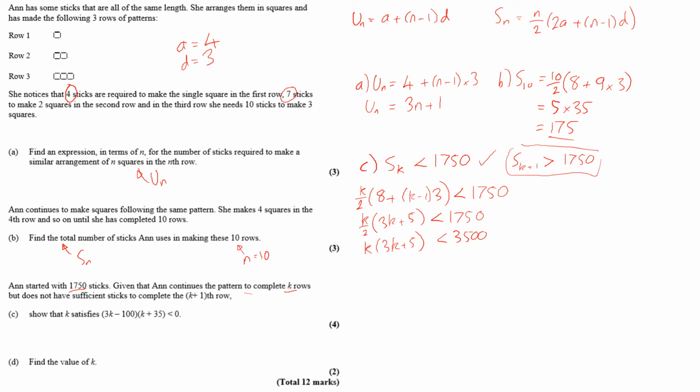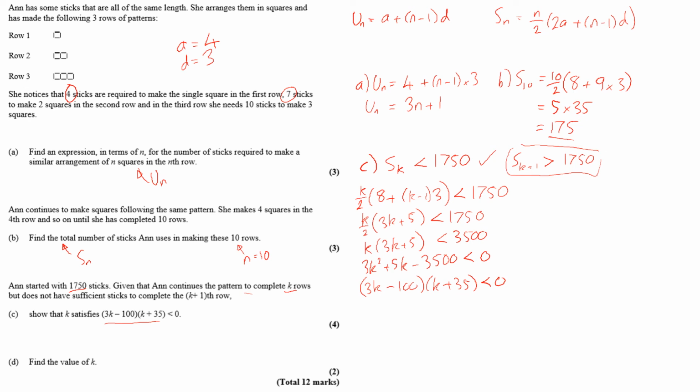You can do this in a couple of different ways. You're just trying to get it to a quadratic with everything on one side. So maybe expand this out, 3K squared plus 5K, maybe take away the 3,500, less than 0, and then that looks like it's going to be a pain to factorize, but fortunately they have already factorized it in the question, so we know it's going to be 3K minus 100 and K plus 35. If you were really paranoid, you could actually check that works, but I'm pretty sure it does.